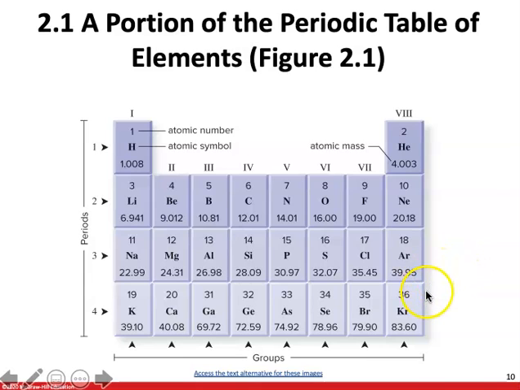And we're going to actually pause right here, and we're going to pick up with a portion of the periodic table and its elements in just a moment.